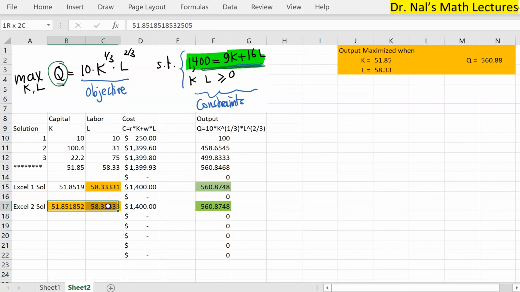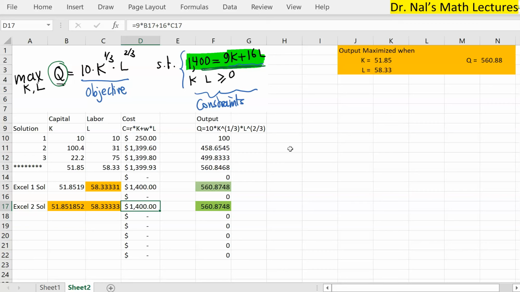Yay, this is the exact same answer. So the output maximization problem, we can produce as high as 560.88 units by using these certain combinations of capital and labor, which will make the cost 1400. And that would solve pretty much this problem. A very, very neat problem. So we learned how to use a constrained optimization. Sometimes the constraints might be non-binding, right? If you add a non-binding constraint, it won't have any effect whatsoever on the actual solution of the problem.